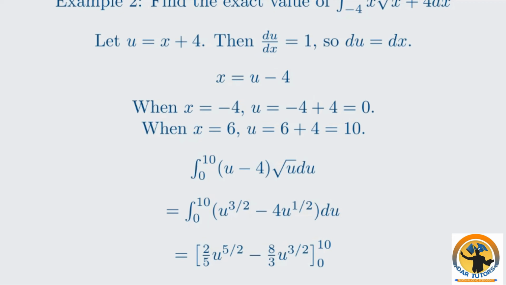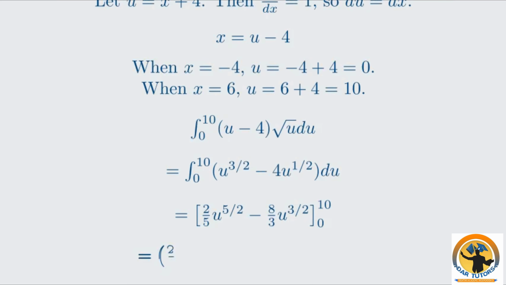Applying the fundamental theorem of calculus, we substitute the upper limit, 10, and subtract the result of substituting the lower limit, 0. The lower limit term is 0.